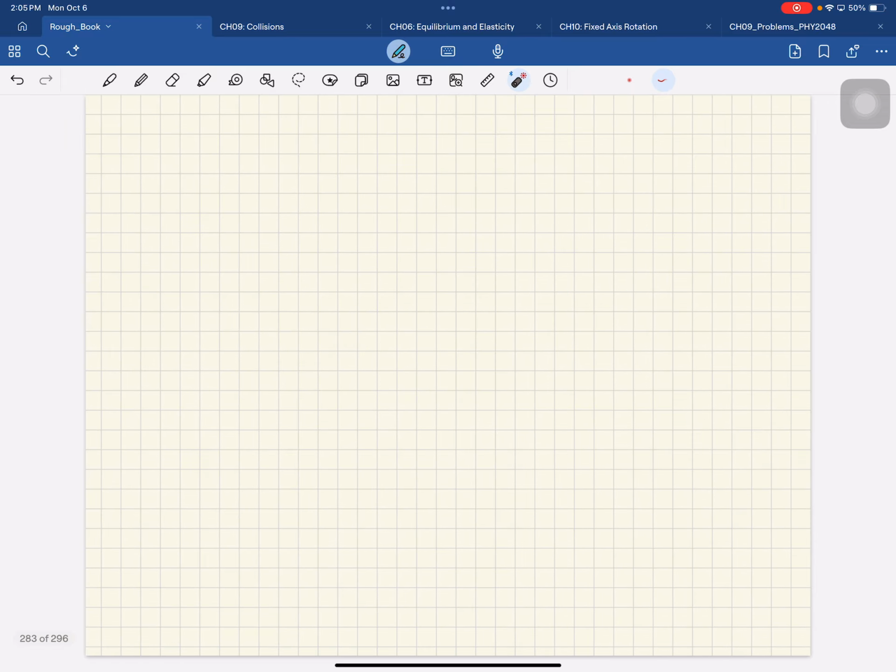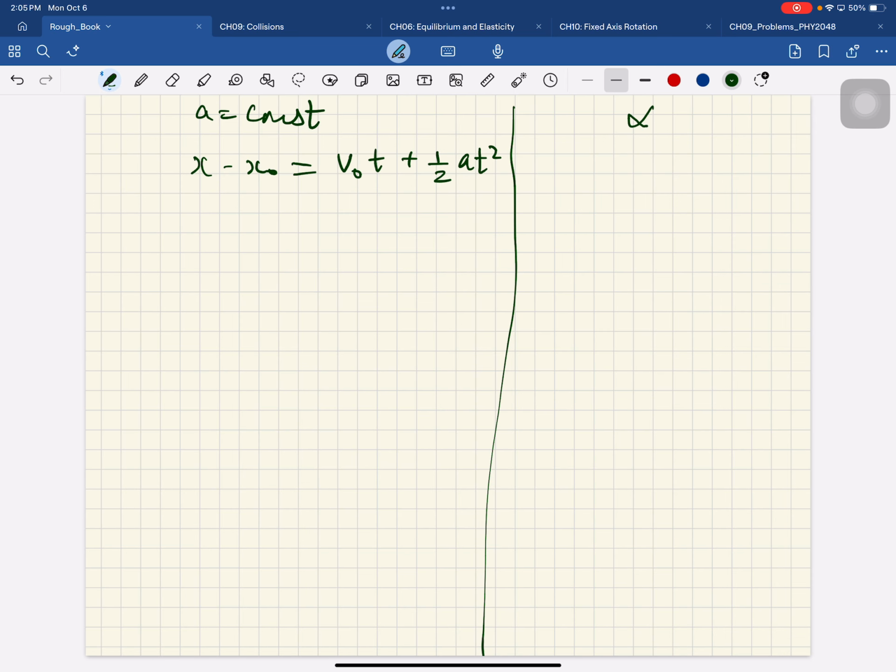So for instance, when a is constant, x minus x naught was equal to v naught t plus 1/2 a t squared. So what would be the corresponding equation for rotational motion? Alpha is constant, that is angular acceleration is constant. Theta minus theta naught, that is the final angular position minus initial angular position, is equal to initial angular velocity times t plus 1/2 alpha times t squared.